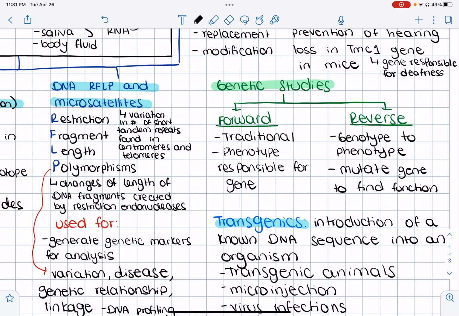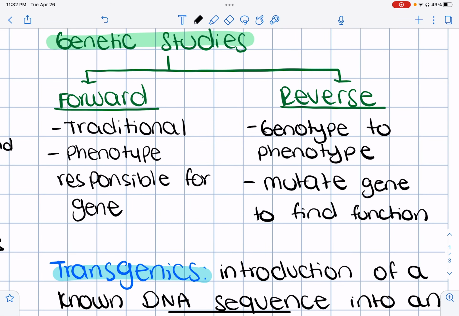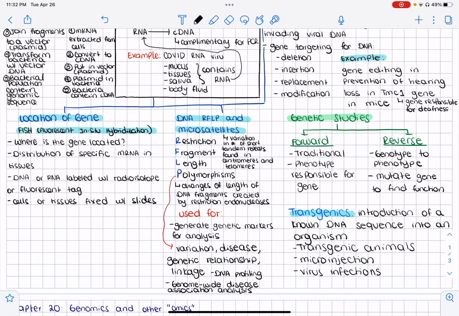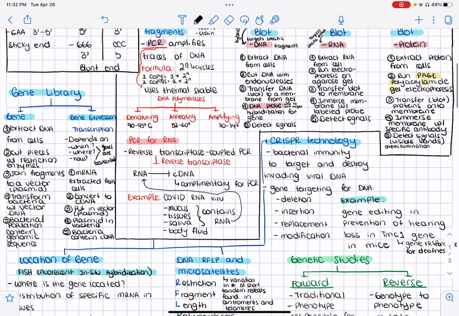All of these genetic studies can be approached in two ways: a forward approach, which is a more traditional approach and involves just studying the phenotype responsible for the gene, or a reverse approach in which the genotype is studied first and then the phenotype is observed and the gene is mutated in order to find the function of the specific gene.